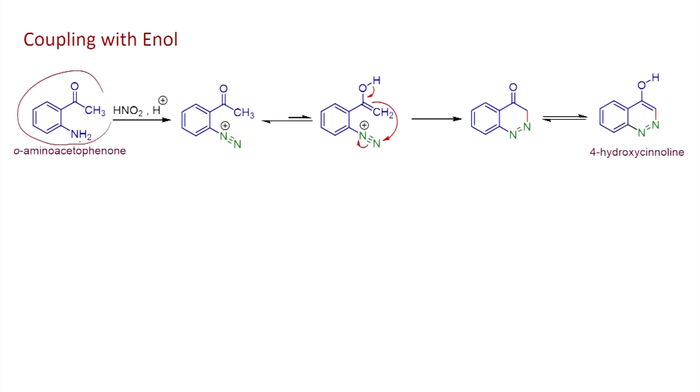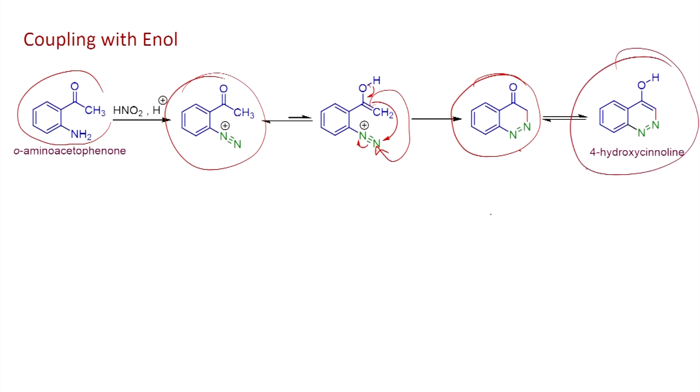acetophenone having NH2 at the ortho position. When you take this ortho-amino acetophenone and react it with nitrous acid, you will be able to form this diazonium salt. Since the reaction involves acidic medium, this acetyl group can exist in the form of enol. Once you form the enol, it can undergo intramolecular cyclization, acting as a nucleophile and undergoing addition reaction, and you will be able to get this diazo derivative. This is known as hydroxycinnoline. Therefore, if you have the ortho-amino acetophenone and react it with nitrous acid, you will be able to form this cyclic diazo compound as the product.